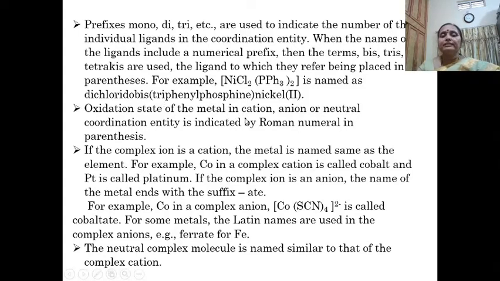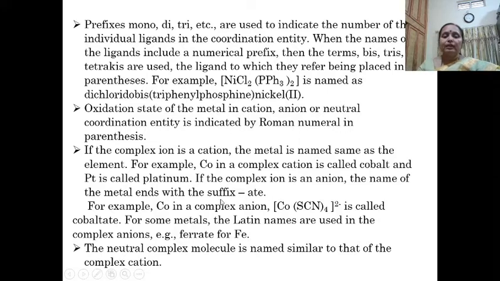The oxidation state of the metal in a cation, anion or neutral coordination entity is indicated by a Roman numeral in parentheses. If the complex is a cation, the metal is named as the element. For example, cobalt in a complex cation is called cobalt and platinum is called platinum. If the complex ion is an anion, then the metal name ends with the suffix ate.